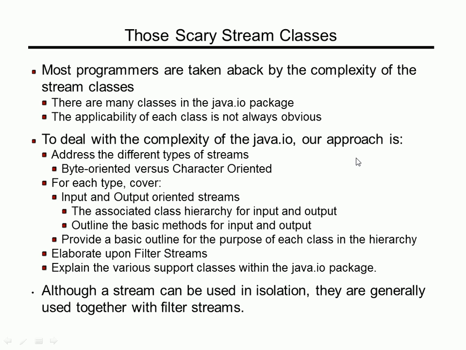So we have 2 main types of streams: byte-oriented streams and character-oriented streams. Each cover input and output. We'll also talk about filter streams.